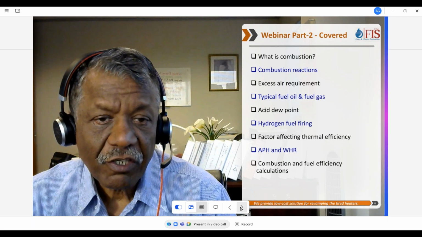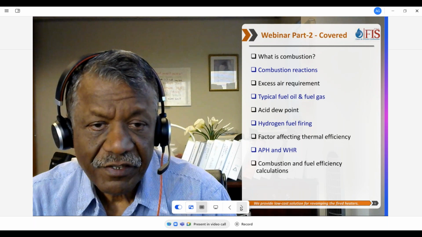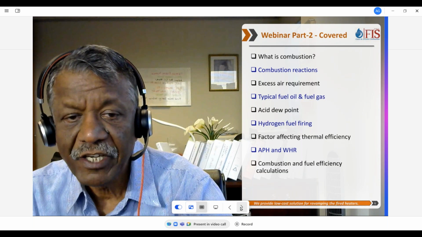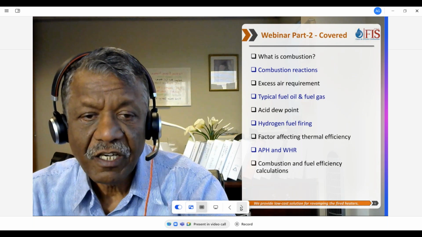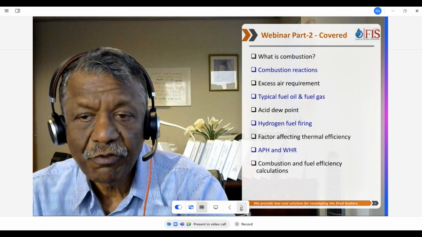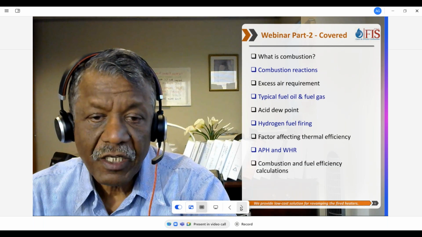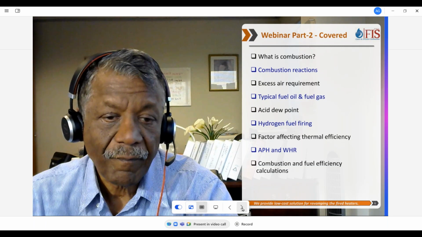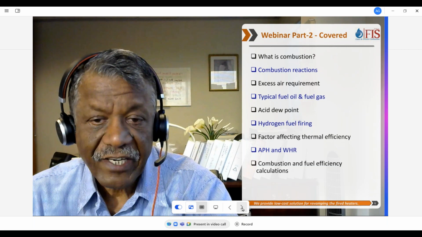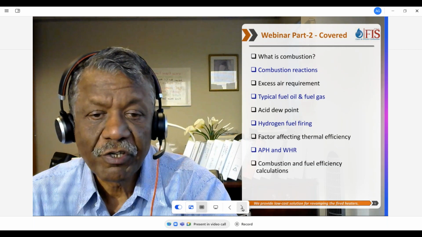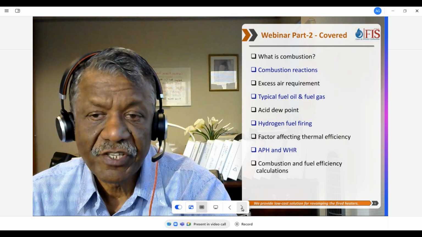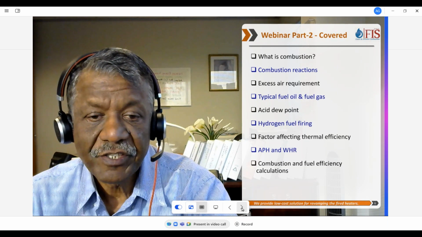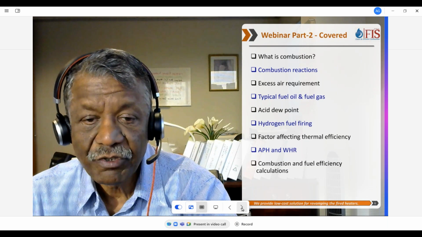And then we talked about factors affecting thermal efficiency, air preheaters, and waste heat recovery, and did some combustion calculations to demonstrate how fuel combustion and fuel efficiency is determined. The good news today is there are tons of programs which are available, and also spreadsheets which you can use for doing these combustion calculations, efficiency calculations. We also have a thermal efficiency calculator as an Apple app, so you can even use that.